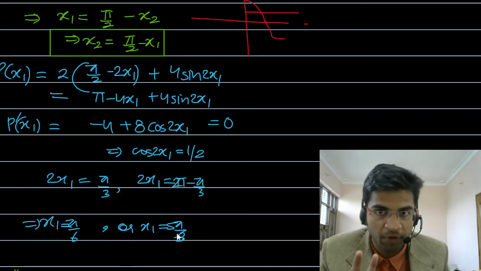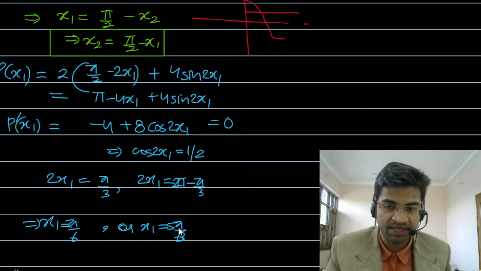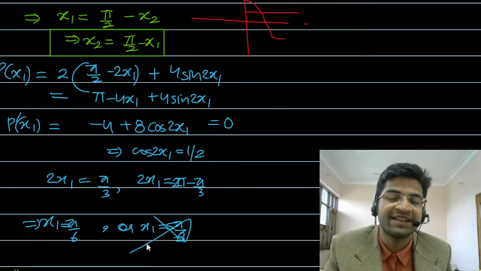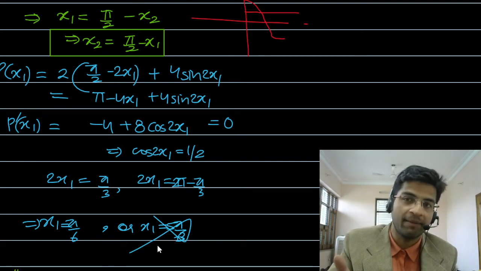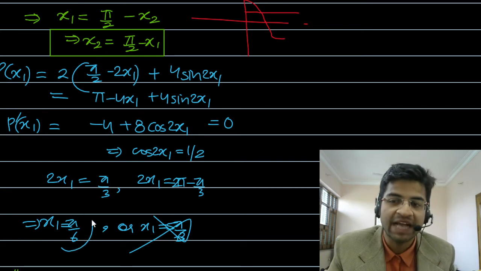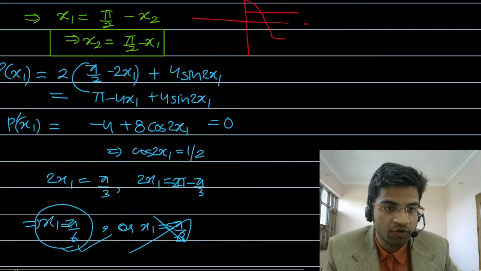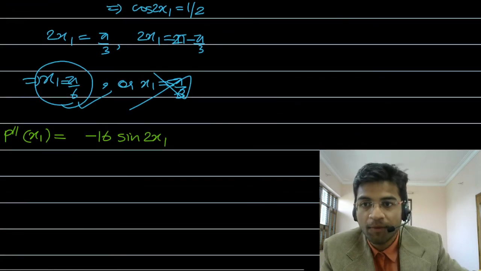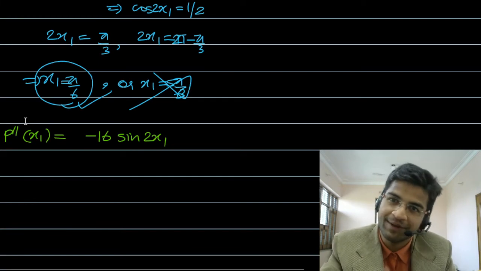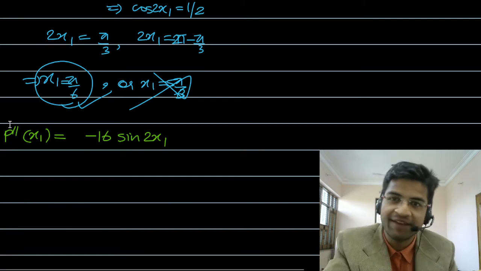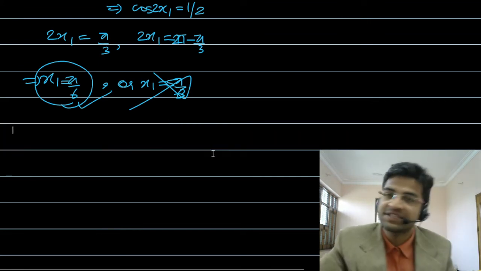Okay, so there are two possibilities for x1. x1 can be either equal to pi by 6 or 5 pi by 6. But eventually we have to reject this one. Why? Because x1 has to be between 0 and pi by 2. So this is going to be rejected, and x1 equal to pi by 6 we will accept. If we use the double derivative method, for both values we will get the maximum, because the double derivative is negative. So it is of no utility. x1 is equal to pi by 6.